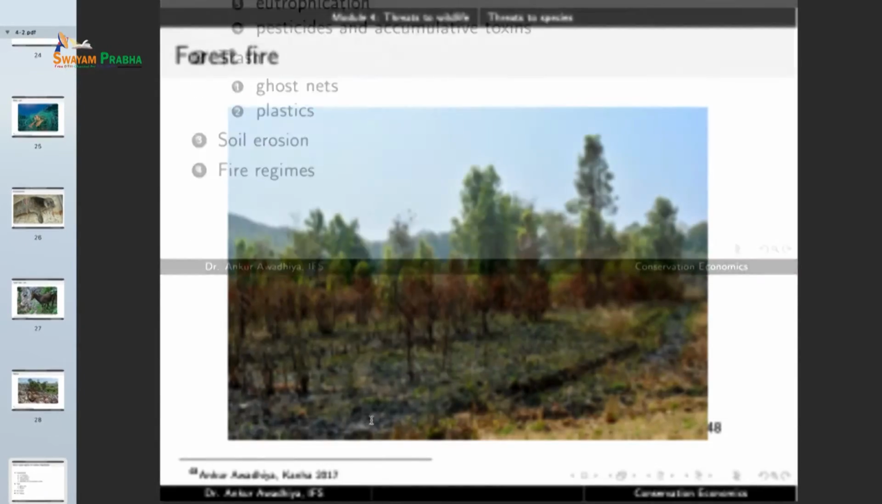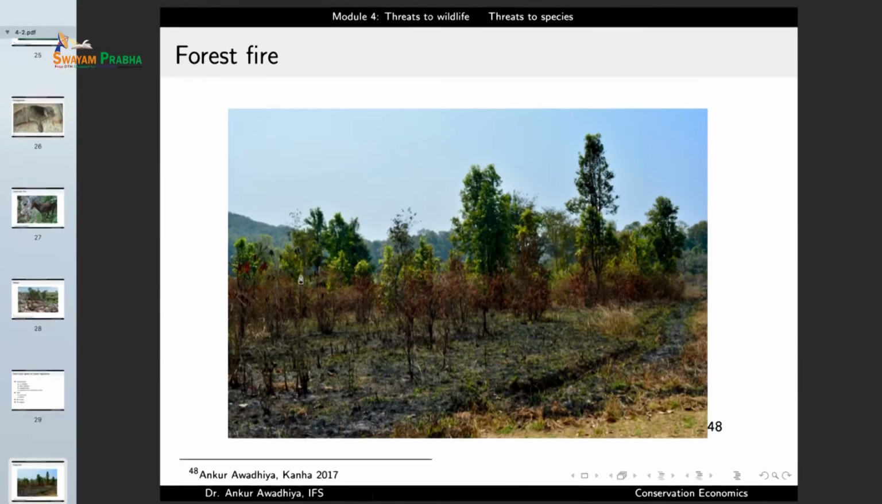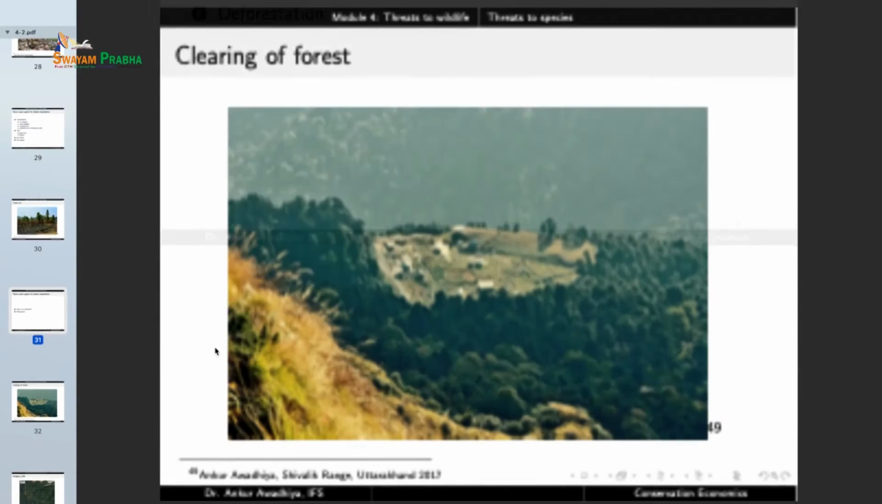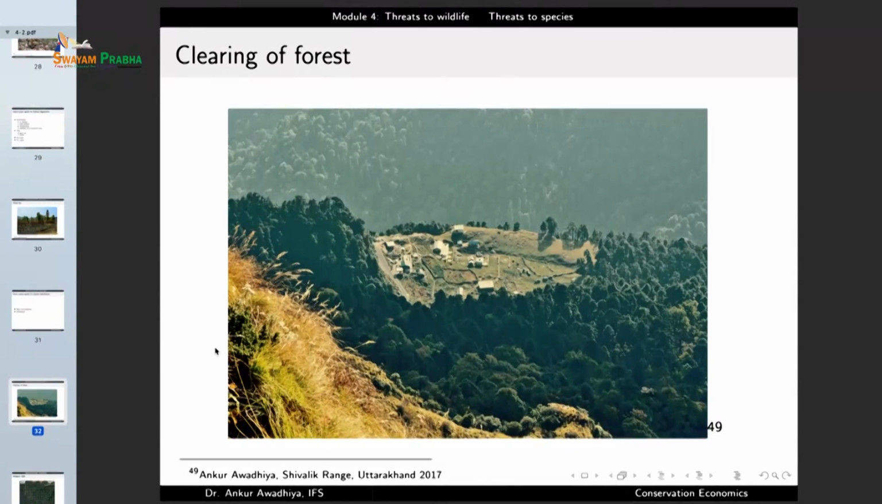Another is fire regimes. If you have a forest and there is a fire, now because of this fire, a large number of plants will die off, a large number of animals will die off, the amount of nutrients that are available in this ecosystem will go down. So this is another example of habitat degradation. Another causal factor is overexploitation of water, which makes water less available for the species, and deforestation. Now, we have seen this example before. If there is deforestation, then that is also degrading the habitat.